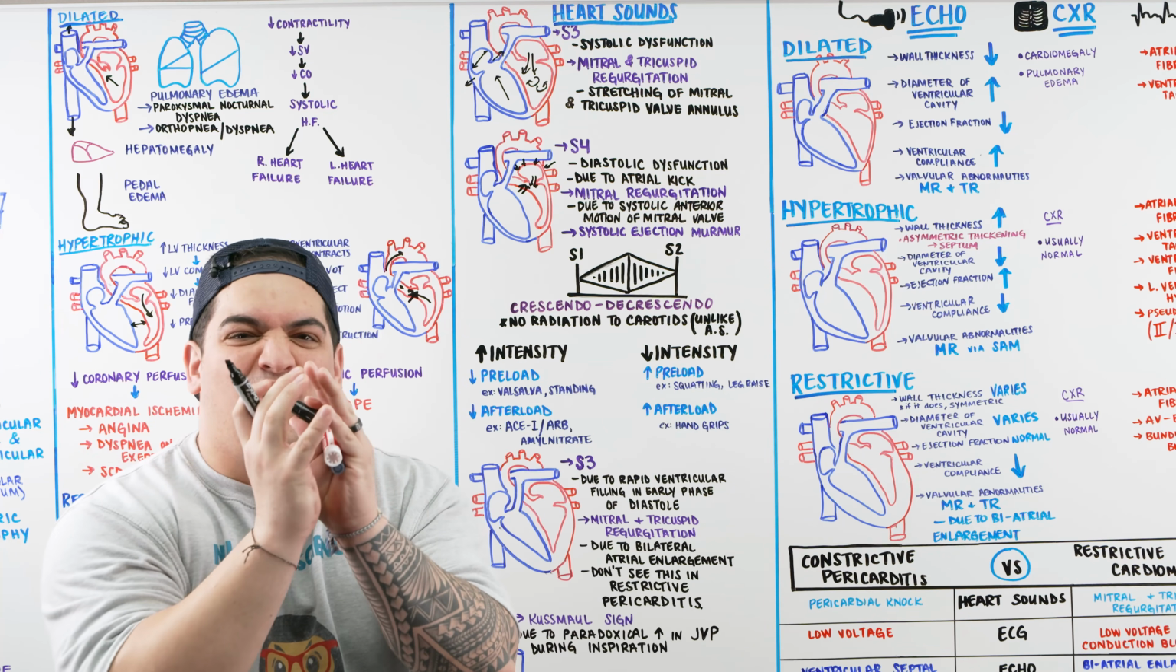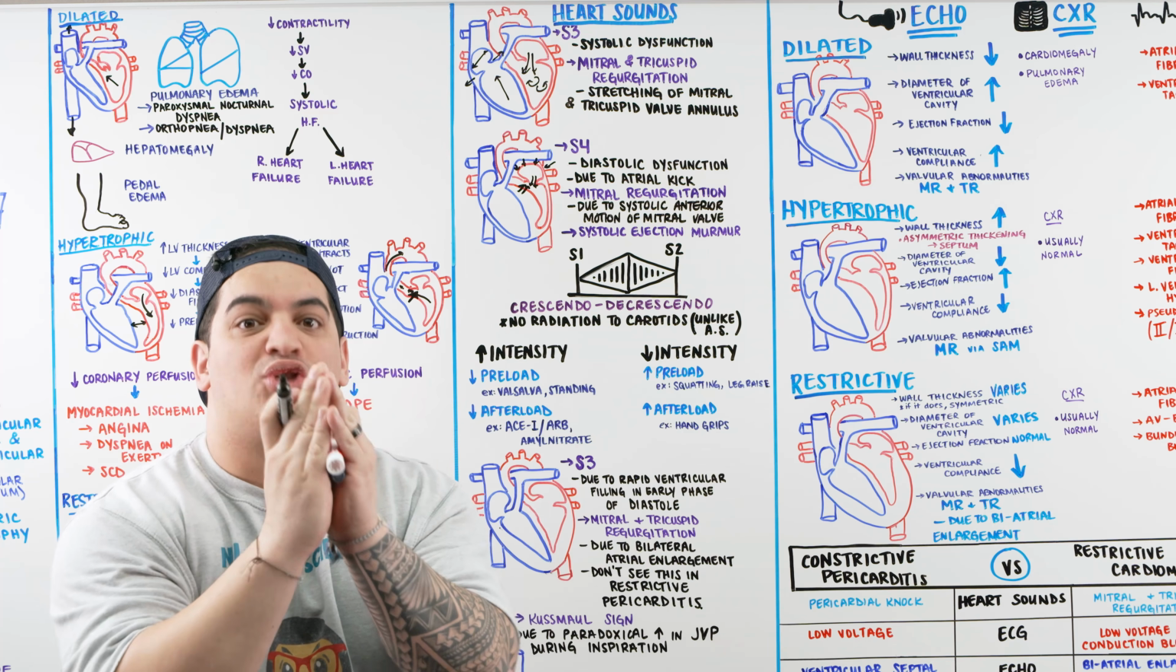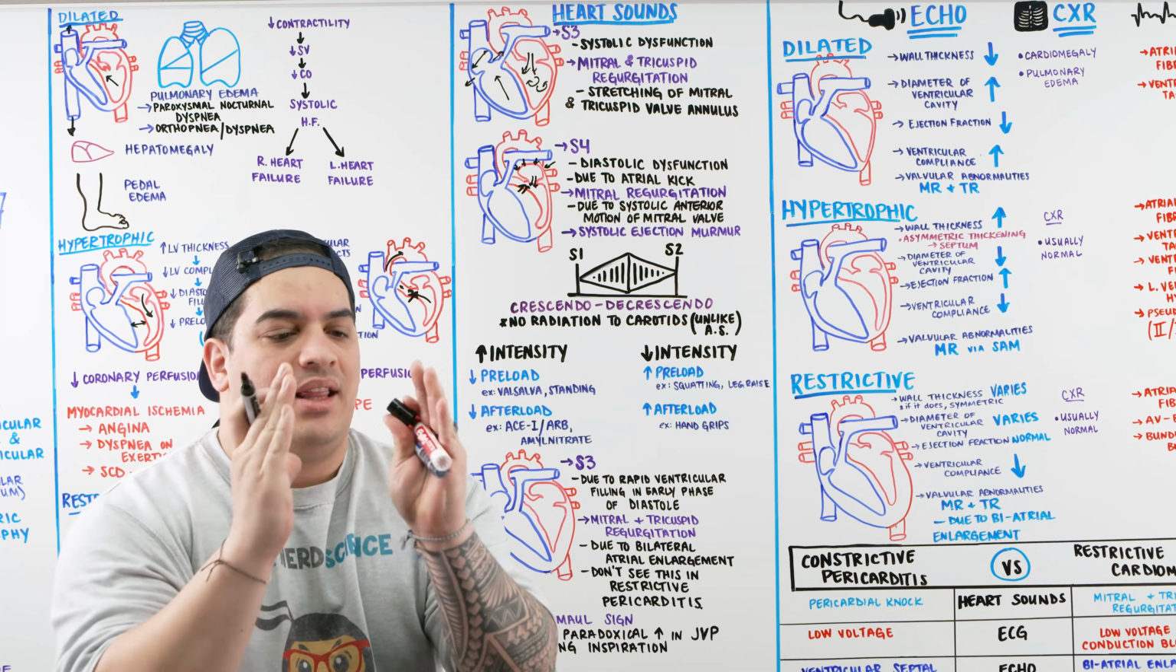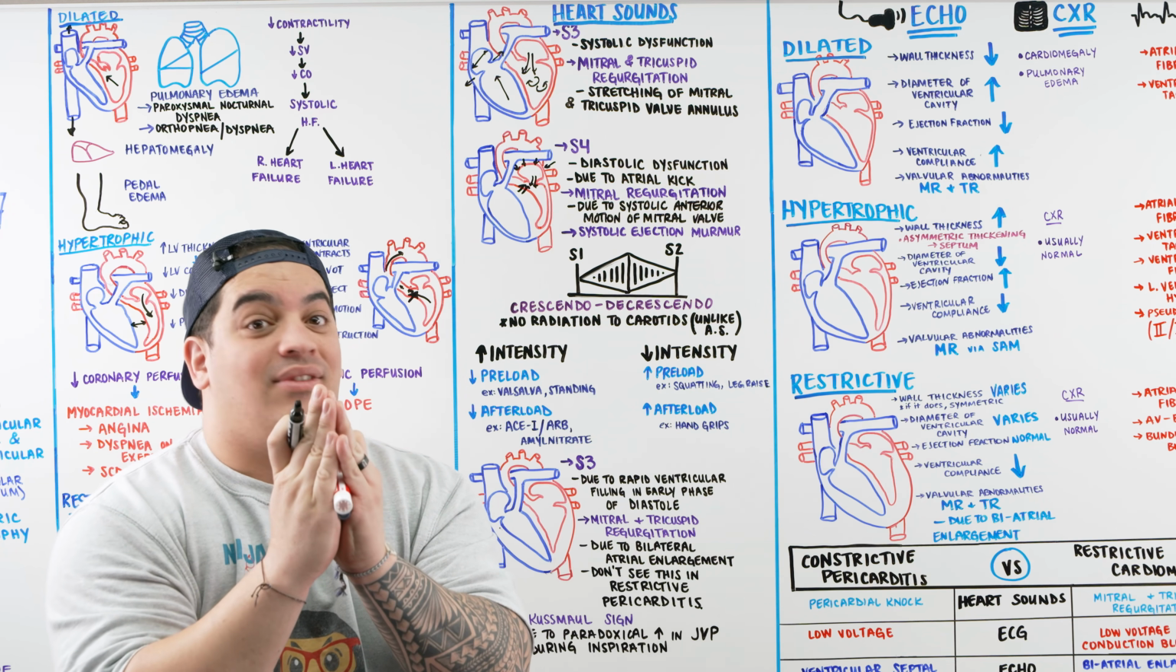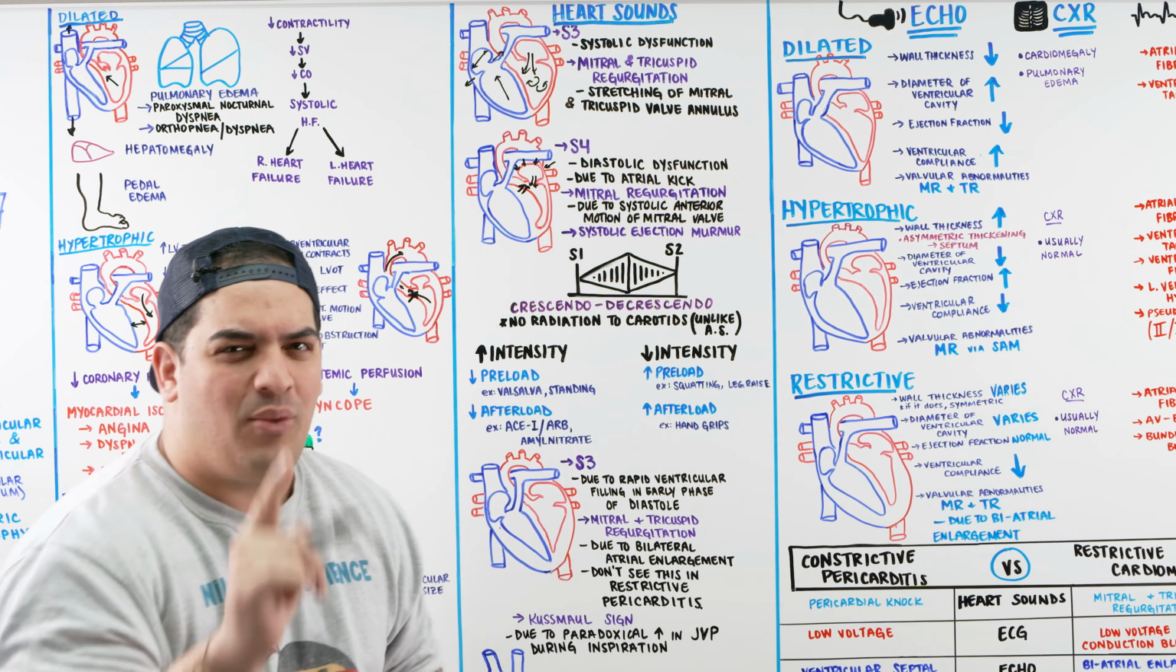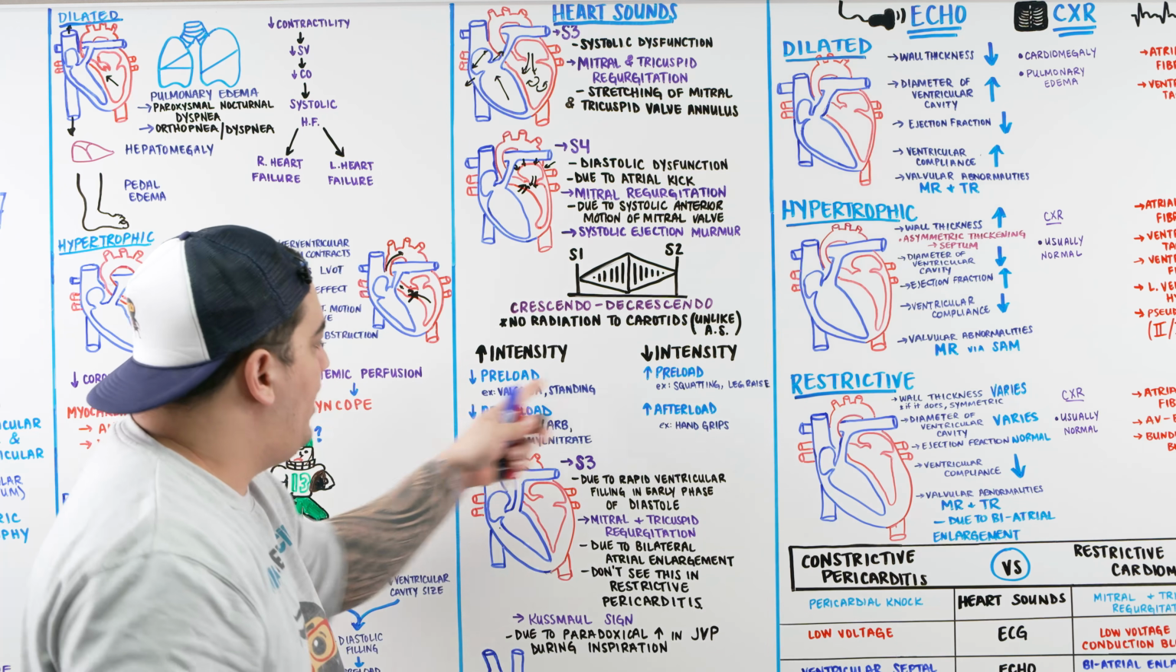So I got to make the volume of that cavity, that ventricular cavity, smaller. So what ways can I make the ventricular cavity smaller? I have less blood in it, okay? So what are the ways that I can have less blood in it? One is I drop my preload.